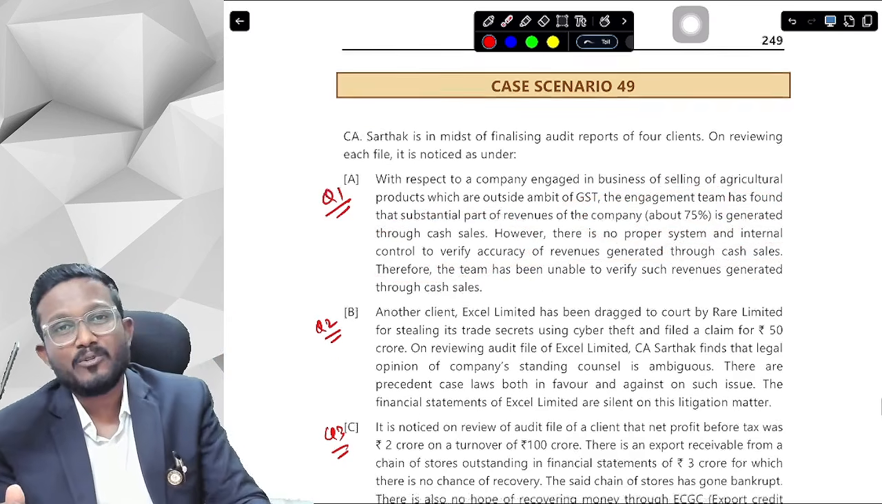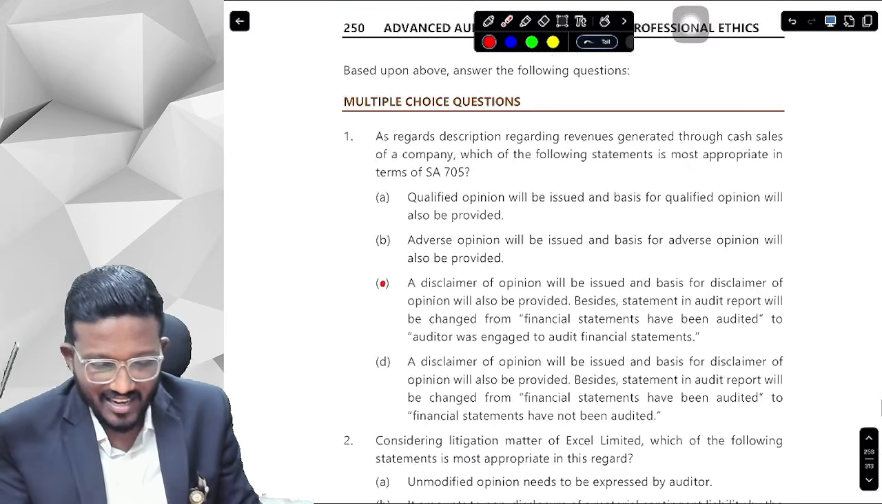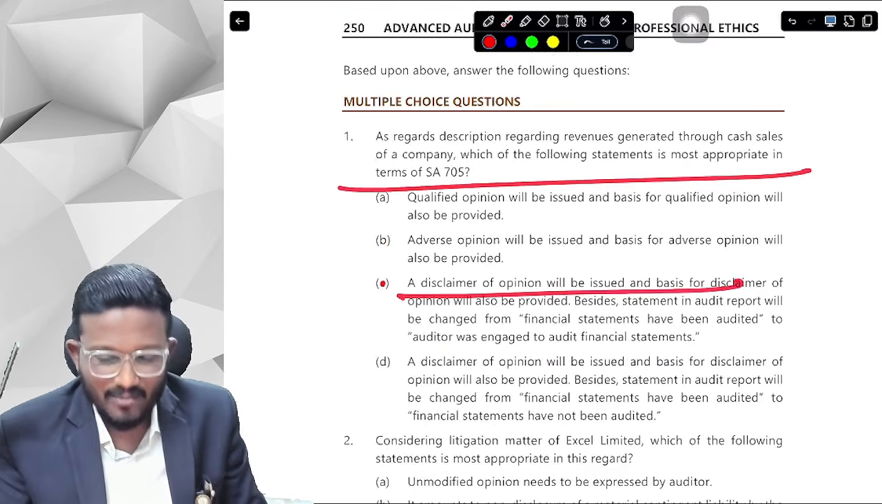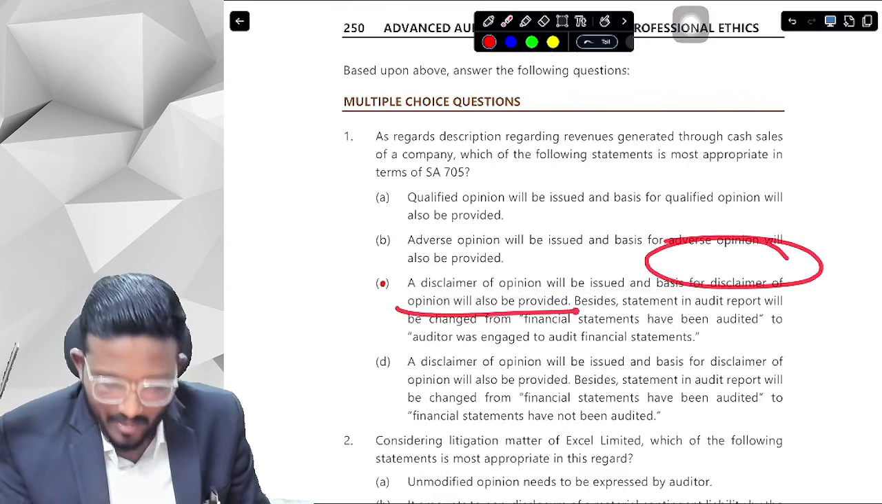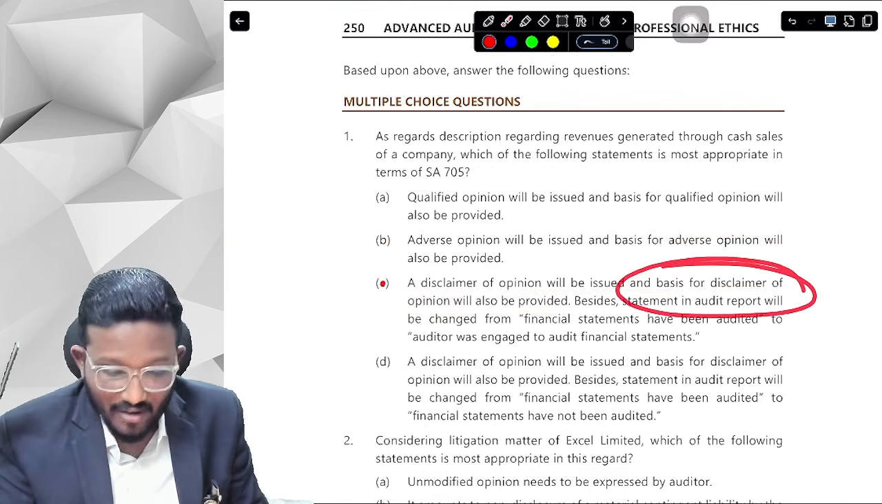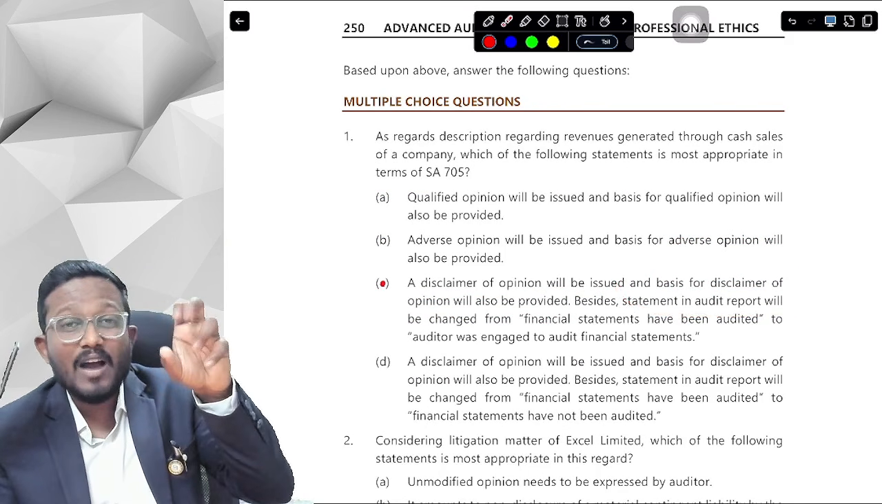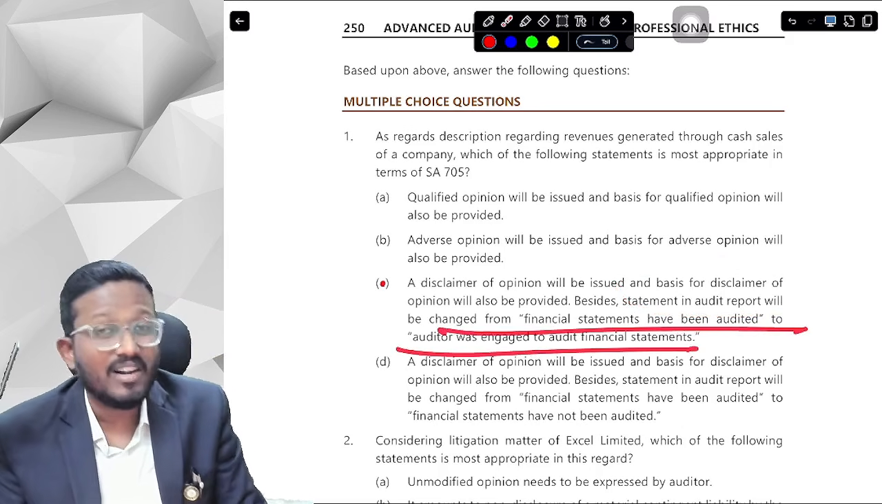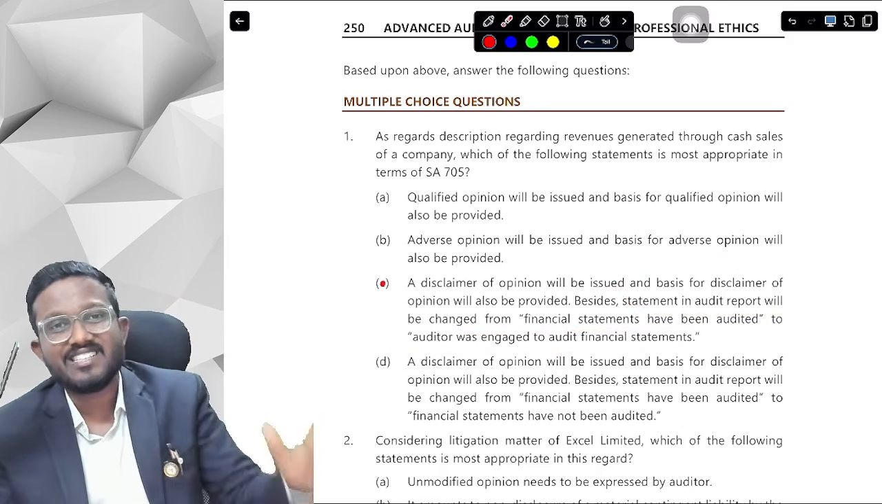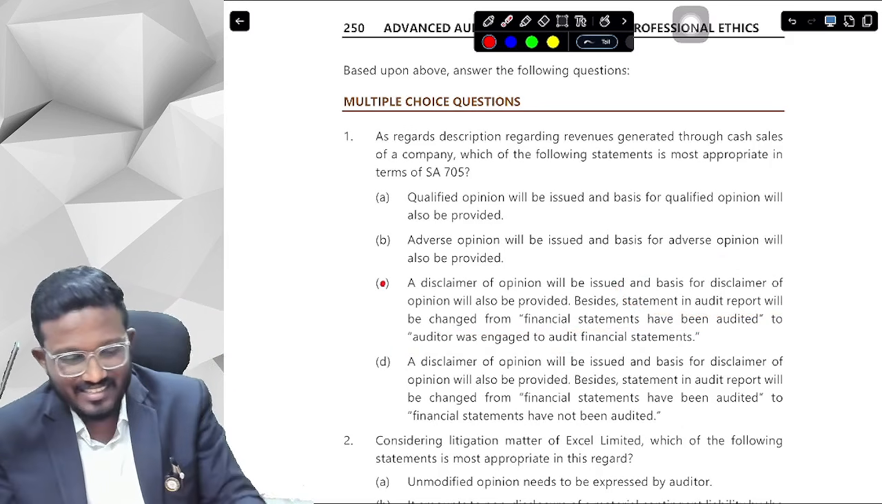Now what we have to do, sir, we have to issue a disclaimer of opinion. So what we will do, sir, we will give a disclaimer of opinion, and a basis for disclaimer of opinion will also be provided. Besides, when we are writing that we have audited the financial statements of the entity, we will write that we were engaged to audit the financial statements of the entity. Okay, yes sir, this is your first thing.